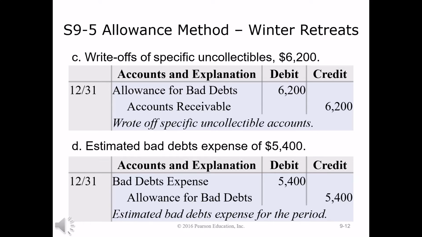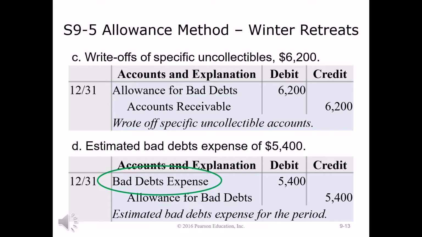When using either one of these allowance methods, the only time that we expense bad debts is when we do this adjusting journal entry. You'll notice that the journal entry above this one is when we wrote off specific accounts that we knew were uncollectible. When we did that, we did not expense them. We just moved them out of our accounts receivable and into our allowance for bad debts. Then our allowance for bad debts account gets adjusted when we do these adjusting journal entries each period.